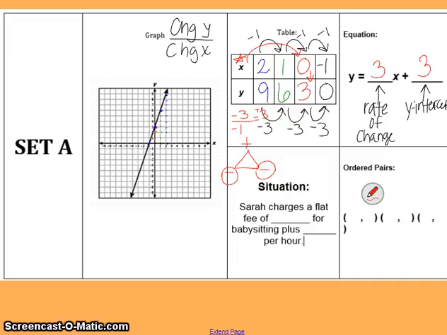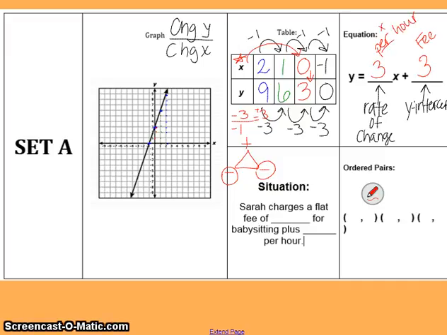Now I have to fill in my situation or my word problem. So it says Sarah charges a flat fee of blank for babysitting plus blank per hour. And so this y-intercept is going to be my fee. And then that rate of change is going to be that per hour, because remember that per means to multiply.